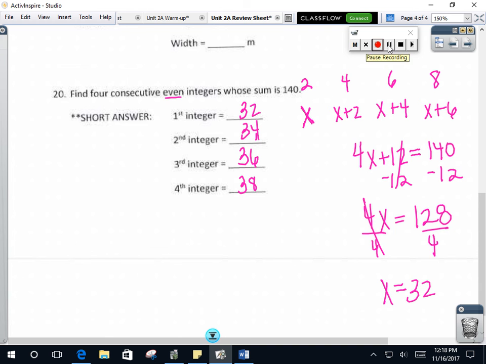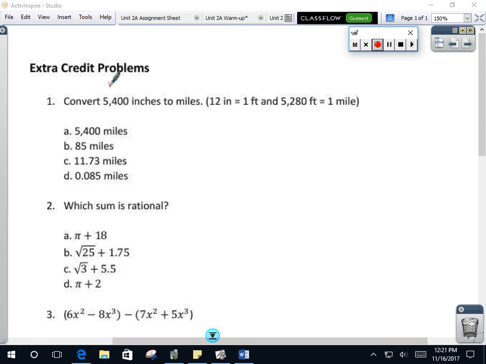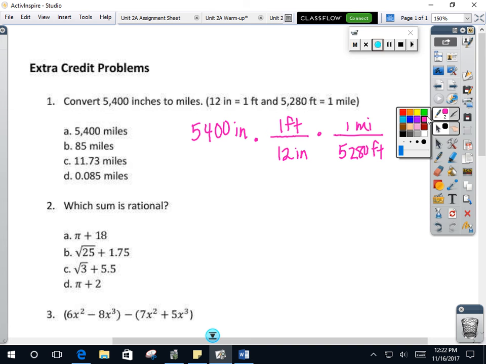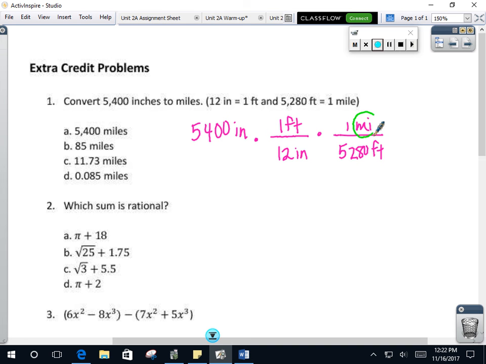Okay, give me attention. All right, number 1, convert 5,400 inches to miles, and then they give you some helpful conversions. So we start with a chain. 5,400 inches is our given information, and we're trying to convert that into miles. Well, what can we put on the bottom? So 12 inches, and 5,280 feet is 1 mile. I'm now done with my chain because the chain has made it to miles, which is what I wanted to make it to. Inches cancels out inches, feet cancels out feet.